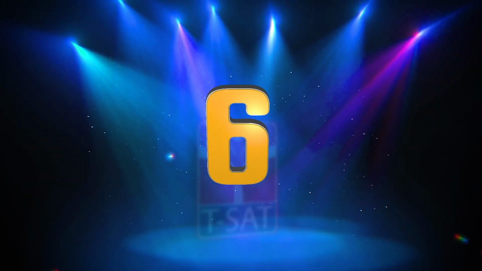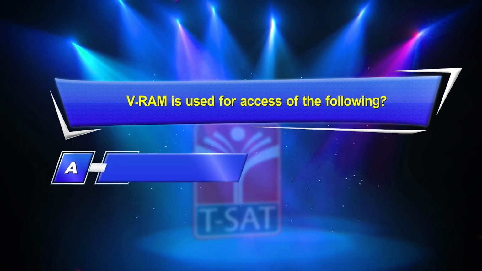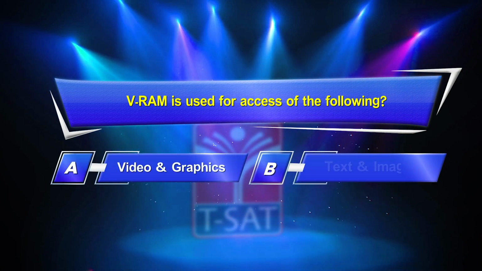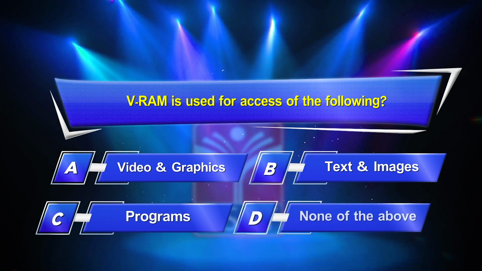Sixth question is about computer awareness. VRAM is used for access of the following. Option A, video and graphics. Option B, text and images. Option C, programs. Option D, none of the above. Your time starts now.